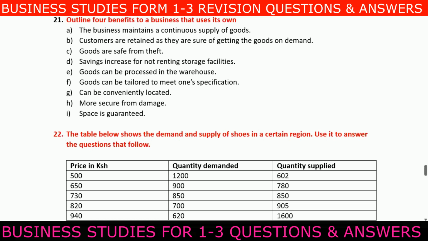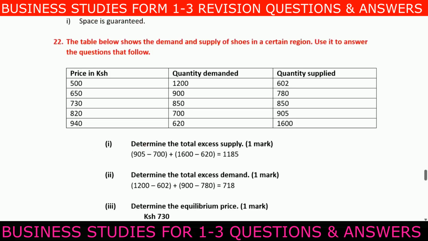Let's go to the next question. Question number 22. The table below shows the demand and supply of shoes in a certain region. Use it to answer the questions that follow. So price in Kenya shillings, then quantity demanded, then quantity supplied. You can see the quantity demanded, like for example the quantity, you can see the demand and the supply.